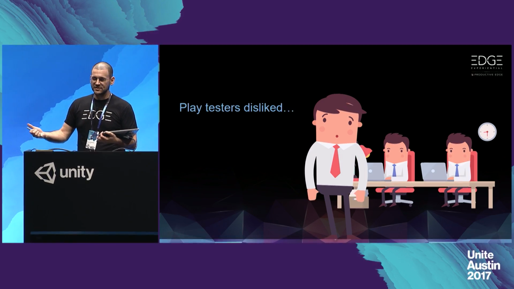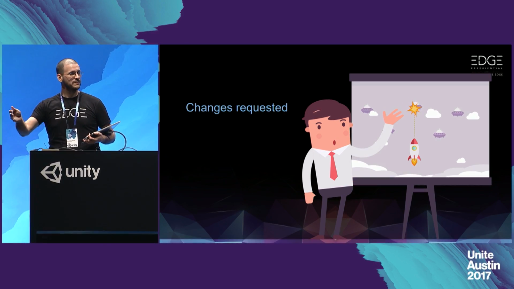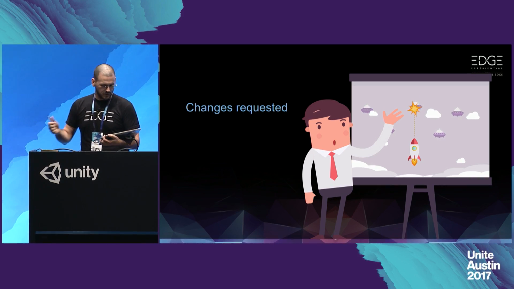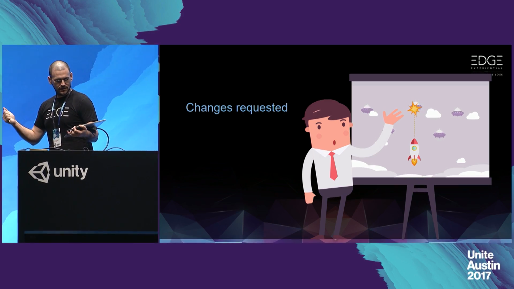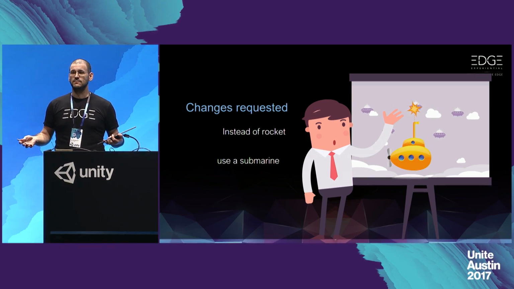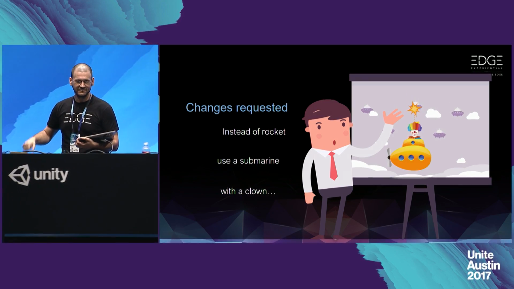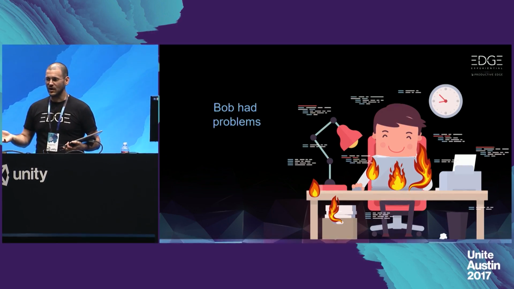All right, so the players disliked it. So what happens, it went back to the drawing board. And keep in mind, this is after 6 months of work already went into the programming. So changes were requested. Instead of a rocket ship, it was requested that they now use a submarine with a clown. All right, so Bob had problems.